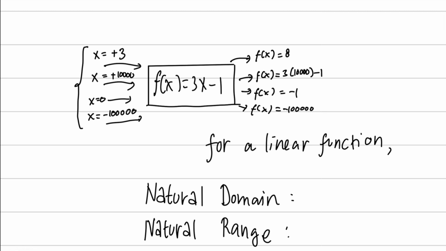That means all values are our domain. That means we can say the natural domain is x is all real numbers. This is how you write x is all real numbers.